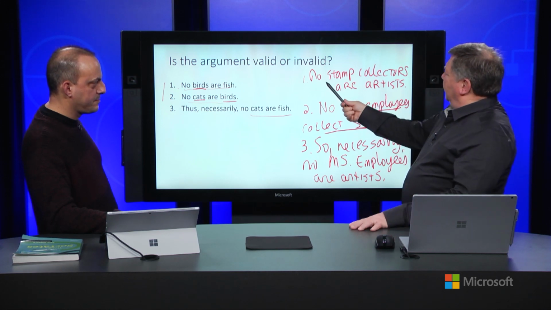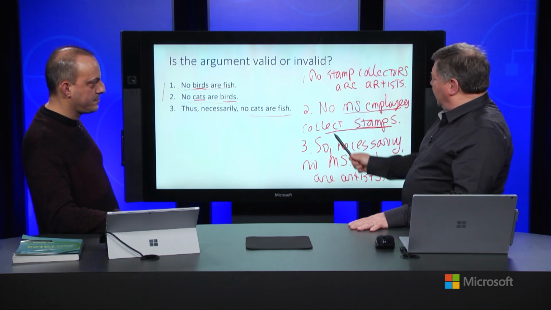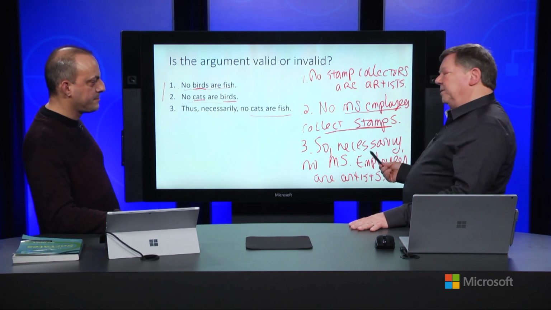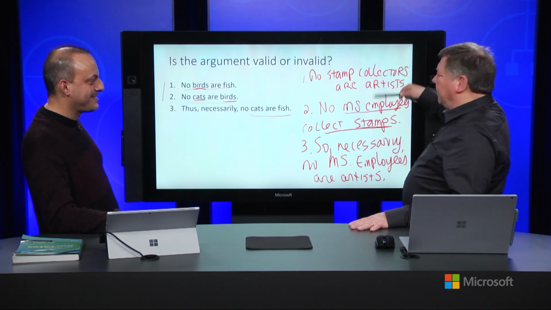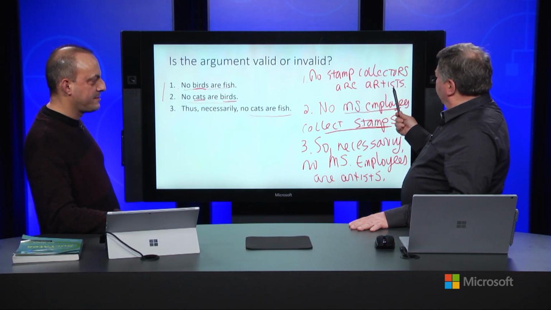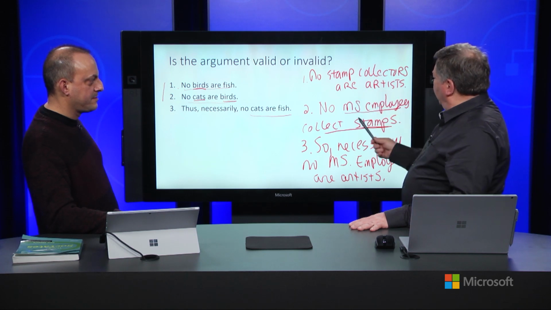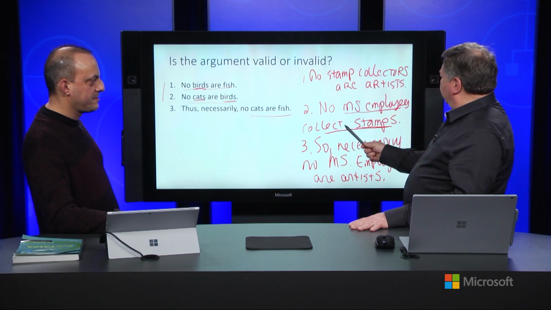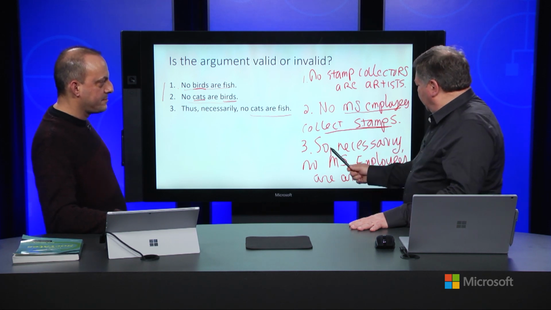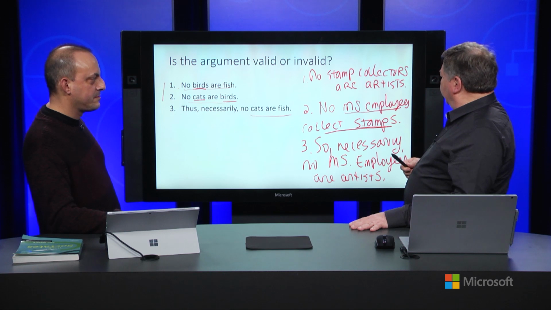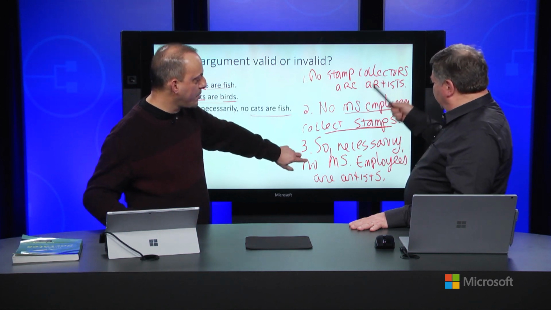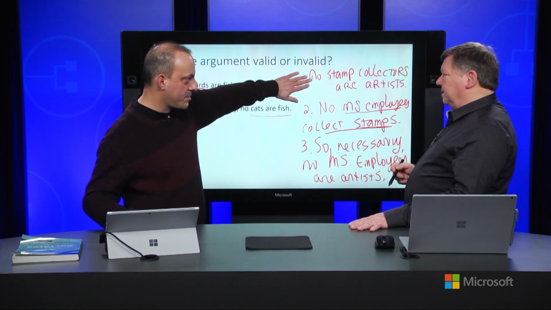Now, obviously, the premises do not establish the conclusion with certainty. It's possible the conclusion is true, but the premises don't prove it. No stamp collectors are artists. Suppose that's true. And suppose no Microsoft employees are stamp collectors. That would not prove that no Microsoft employees are artists, even though all three statements could be true. You can't get to the conclusion from the two statements.